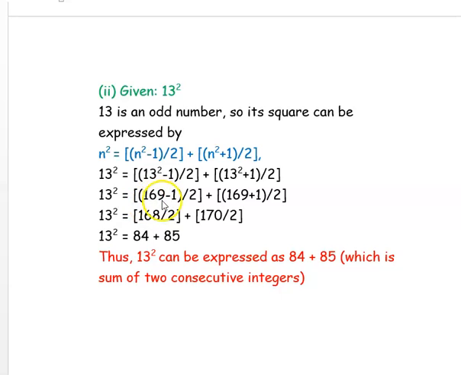13 square is (169 minus 1) divided by 2 plus (169 plus 1) divided by 2. So, 169 minus 1 is 168 divided by 2, plus 169 plus 1 is 170 divided by 2. 168 divided by 2 is 84, plus 170 divided by 2 is 85. So thus 13 square can be expressed as 84 plus 85. So this 84 and 85 are two consecutive positive integers.